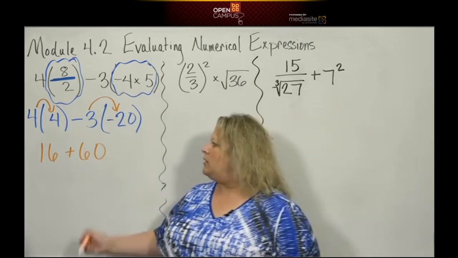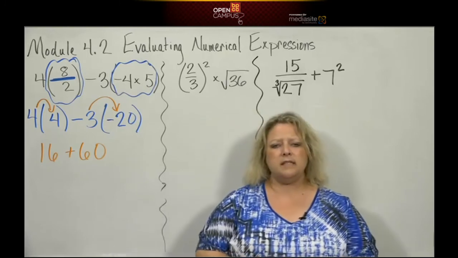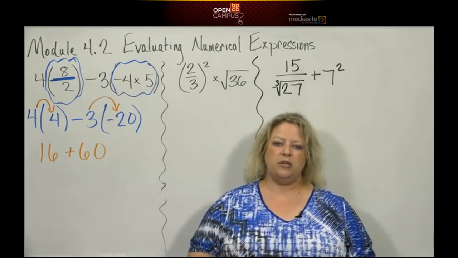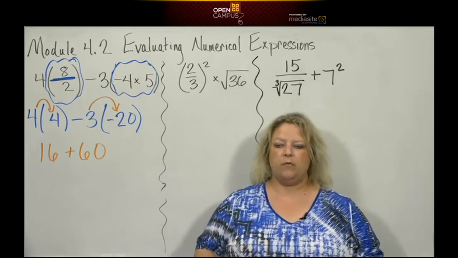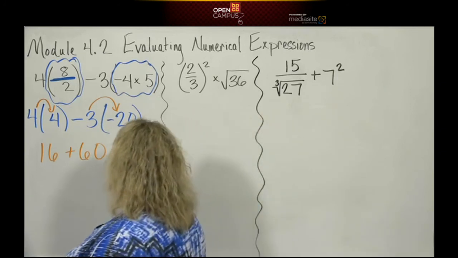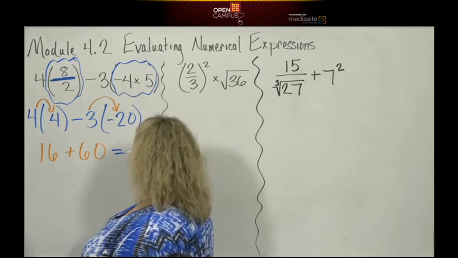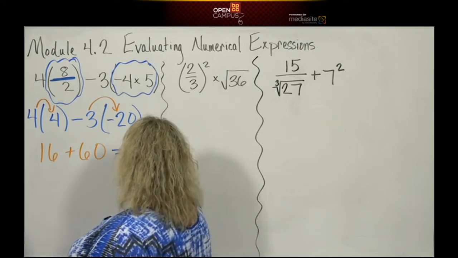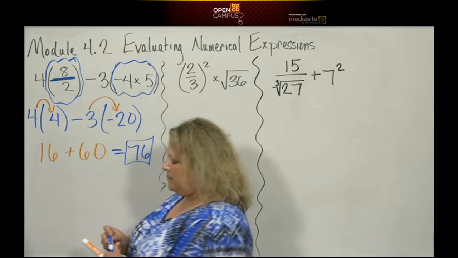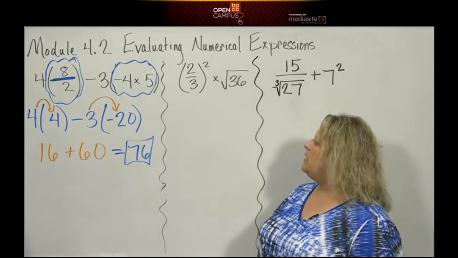And then we're down to our last step. Our last step is going to be either addition or subtraction from left to right, whichever one comes first. So here I only have addition, so let's do that. 16 plus 60 makes 76, and that's our final answer. Okay, let's look at our next problem.